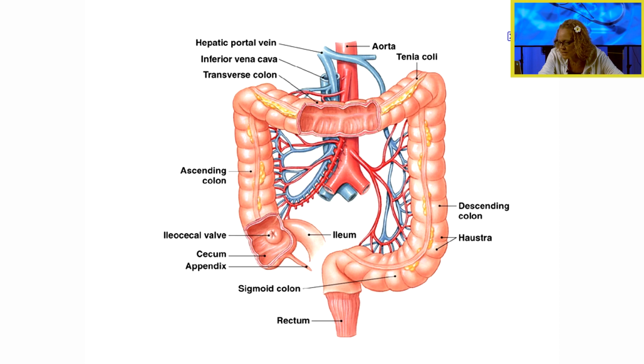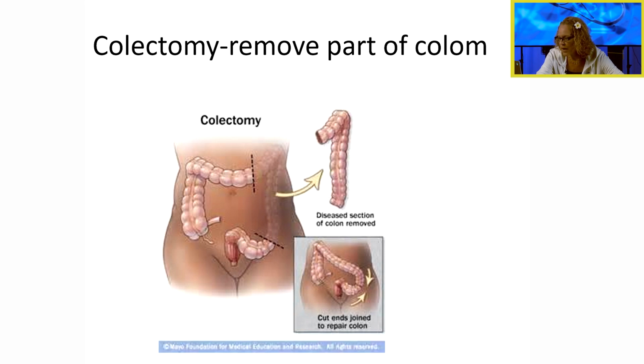So here again we see the large intestine just by itself. We can see the ascending colon, the transverse colon, and the descending colon. And the sigmoid colon, which then connects to our rectum, which is then where stool is evacuated from. So when a patient needs part of their colon removed, we call this a colectomy. Okay, remove part of the colon, and that's a typo there. It should be an N, not an M.